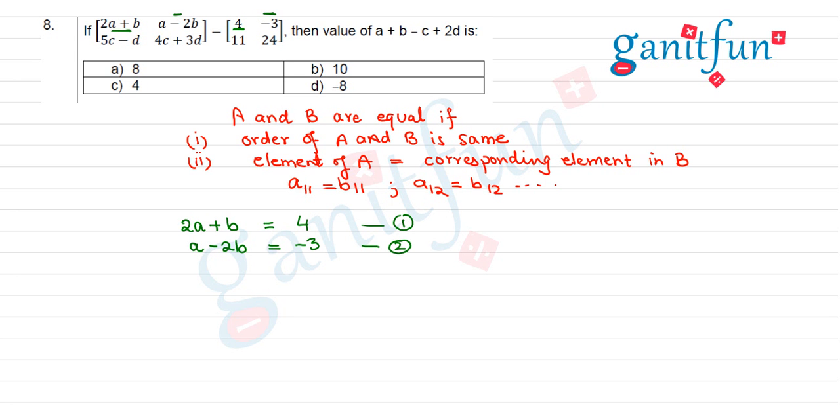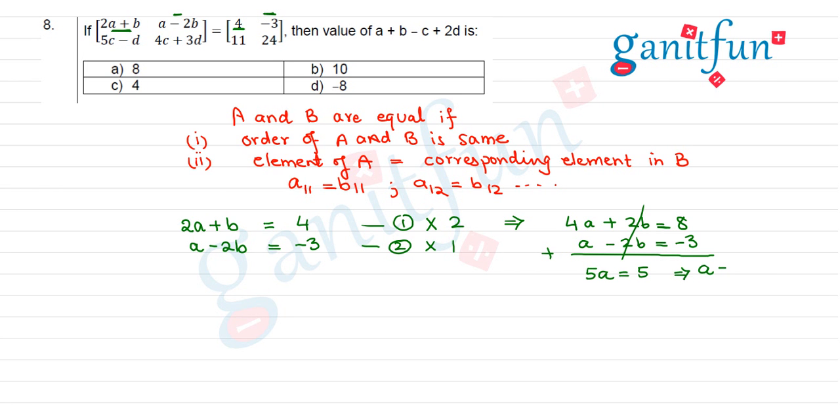So we will eliminate B from the two equations. So we'll multiply the first equation with 2 and the second with 1. So which will give us 4A plus 2B is equal to 8, and the second equation will remain as it is, A minus 2B is equal to minus 3. We will add both these two equations, which will basically cancel out 2B. So we'll get 5A is equal to 5, which will give us A is equal to 1.